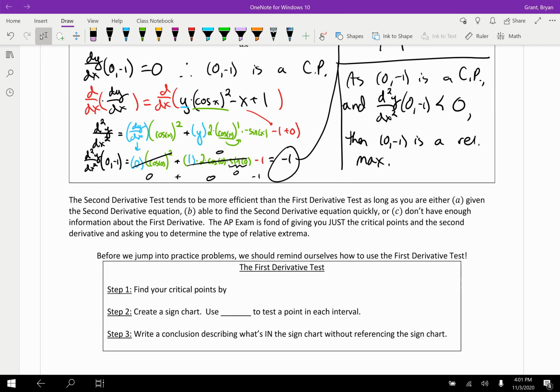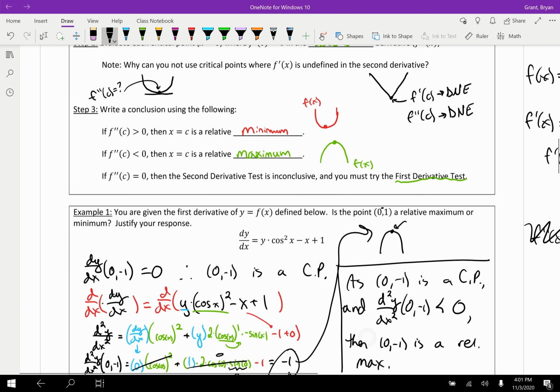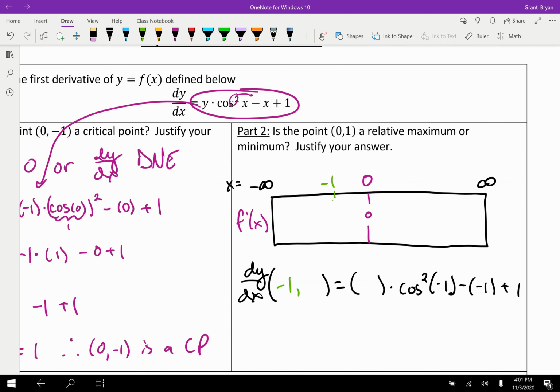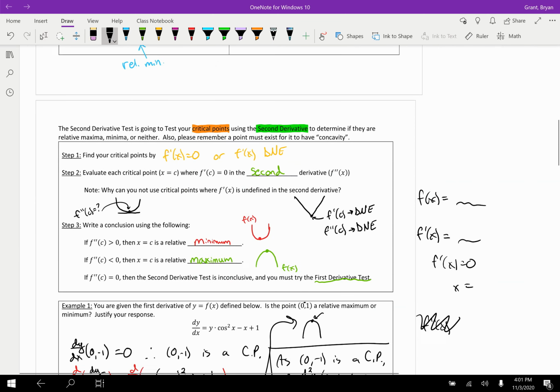The second derivative test tends to be more efficient than the first derivative test because I only had to plug in one value. That was really nice, and I get one answer. Versus the first derivative test, if I wanted to fill in this sign chart, I would need to plug in a value here and over here. So I'd actually need two values to the one.